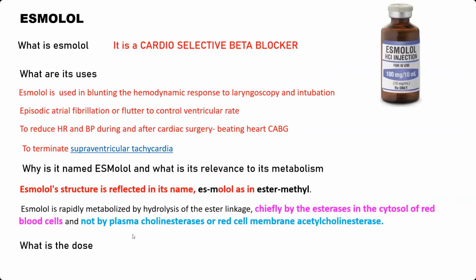The dose is a loading dose of 0.5 milligram per kg, followed by 0.05 to 0.2 milligram per kg per minute as infusion, not microgram, larger doses. That's why whenever a drug is available in milligrams, mostly it will be larger doses.